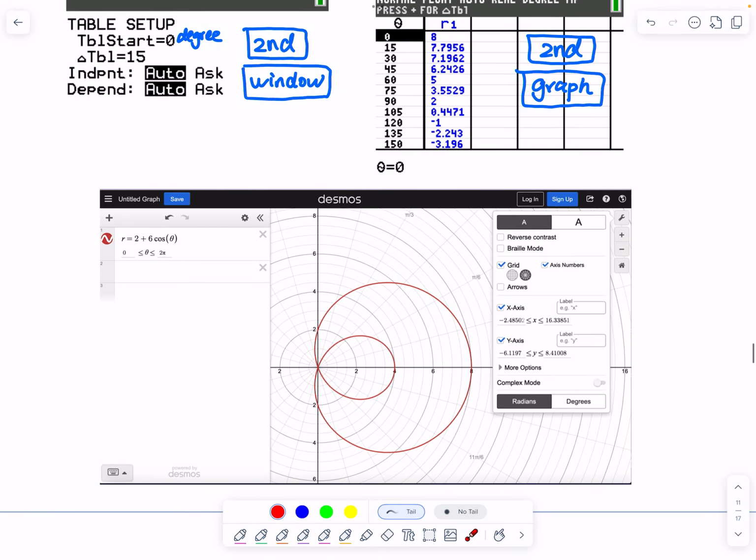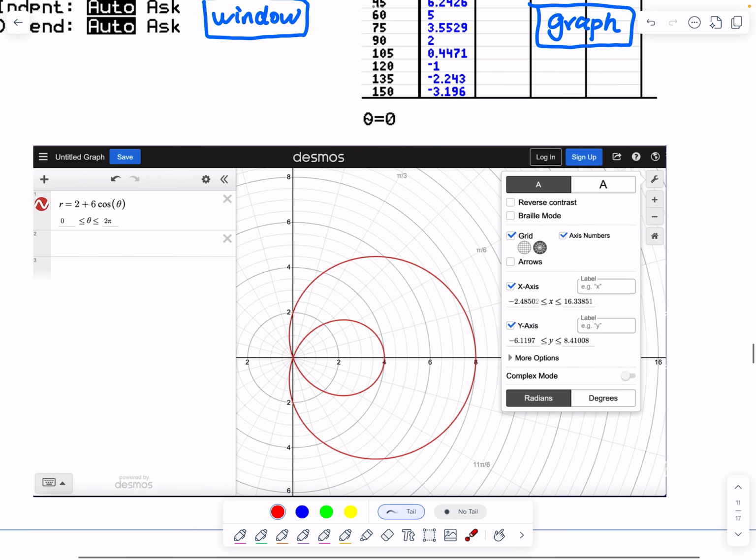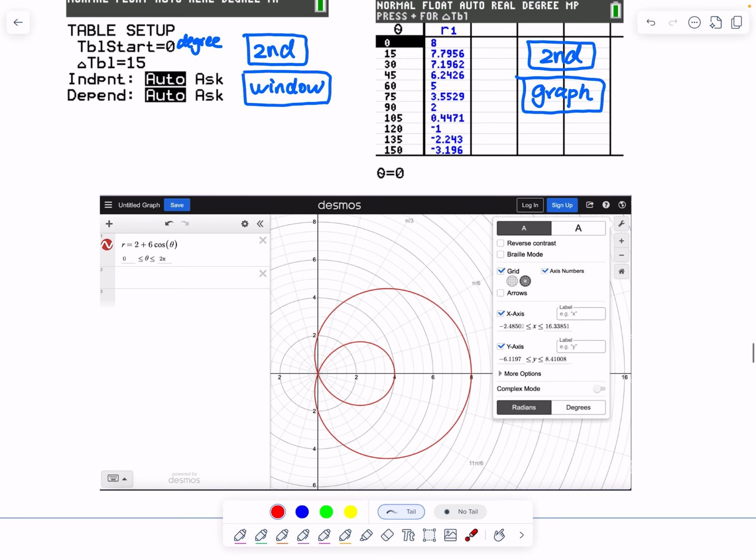And then in Desmos, Desmos doesn't really show you the table. So for Desmos, you need to click this wrench to open up this window, and this is for polar graph. The first one is for rectangular graph, which is an XY plane. So I selected this one, and then I type R equals 2 plus 6 cosine theta, and the theta is from 0 to 2 pi. Then it will just show you the graph, but unfortunately, this one doesn't show you a table.